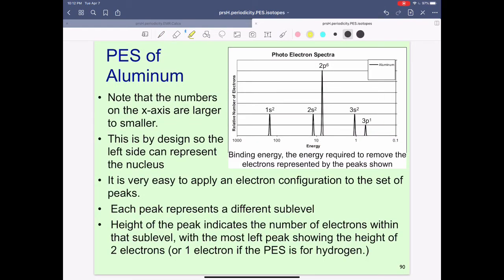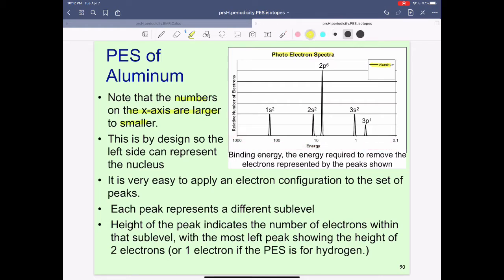Here's a PES, photon-electron spectra, for aluminum. Now AP won't often tell you that it's for aluminum. They may, or they may ask you what element this is for. But first thing we want to notice is that the numbers on the x-axis go from larger to smaller. Notice 1,000 energy, often measured in mega electron volts, and proceeding along the axis down to a lower value.